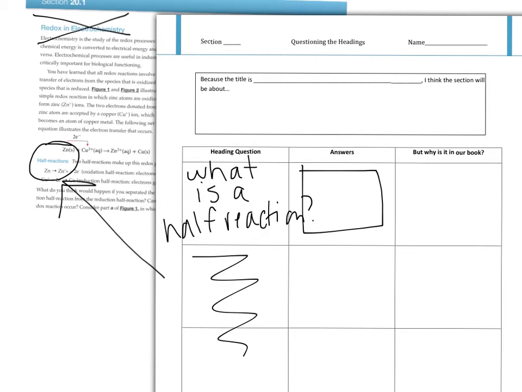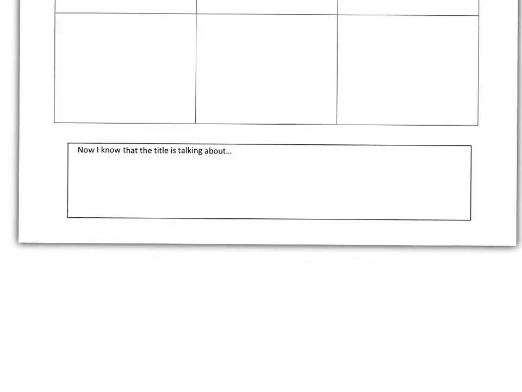Okay? Now after that, this last question over here, but why is it in our book? Okay? Of all the chemistry content that the authors had to work with, they had to pick a specific amount of things to put in your textbook. And this is one of them. So in this last column, why do you think this piece of information is important enough that they put it in your textbook? Okay?